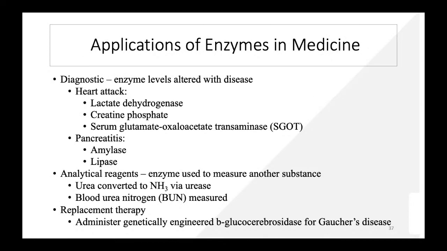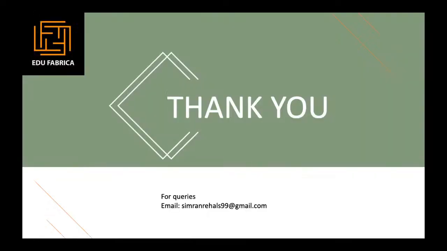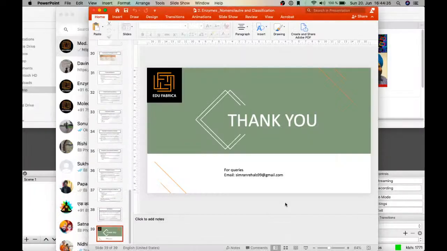Then some of the applications of these enzymes in medicine: they can be used as diagnostic enzyme levels, like we just discussed today, in heart attack, such as lactate dehydrogenase, creatine phosphokinase, and SGOT. Then pancreatitis, like amylase and lipase. We can analyze some reagents, for example urea converted to ammonia via urease, and replacement therapy in the case of Gaucher disease. So we can say that these enzymes are actually helping in this biochemistry part also.